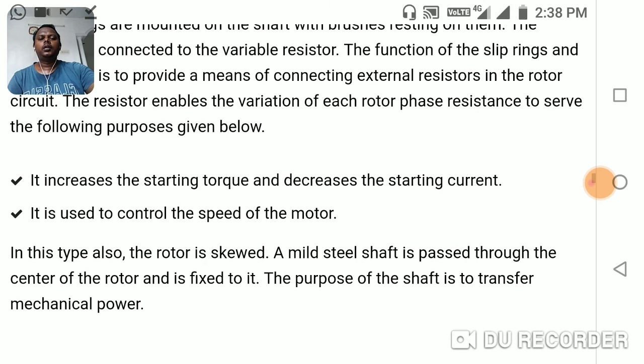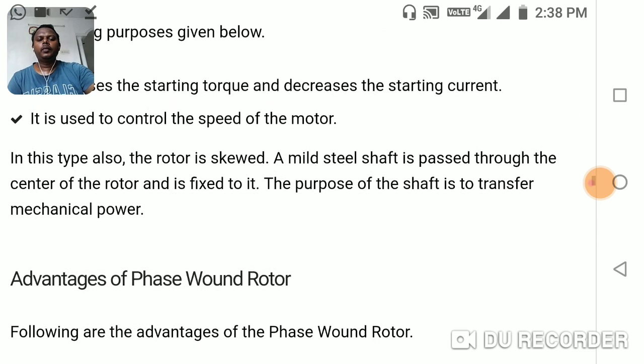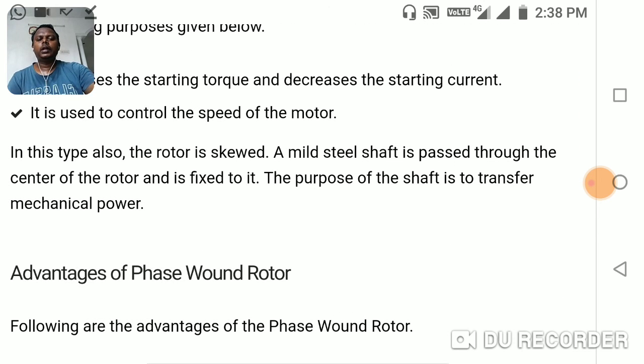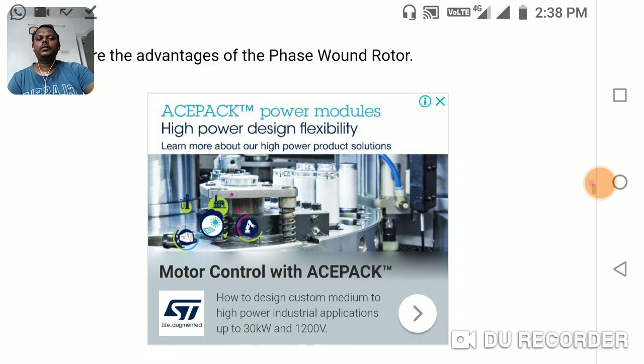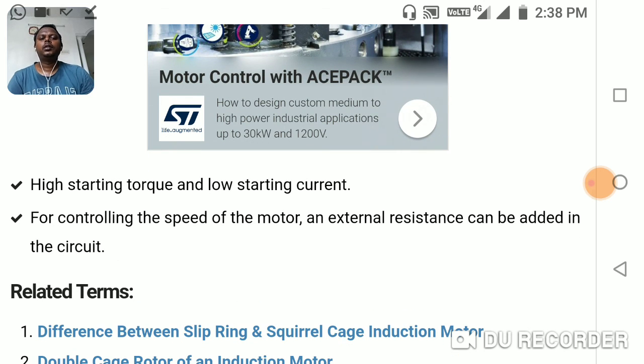So why it has been connected is given below. It increases the starting torque and decreases the starting current. The second thing is it is used to control the speed of the motor. Next, the advantages of the phase wound rotor, which is the slip ring rotor. Number one is high starting torque and low starting current. Number two is controlling the speed of the motor, and external resistance can be added in the circuit.